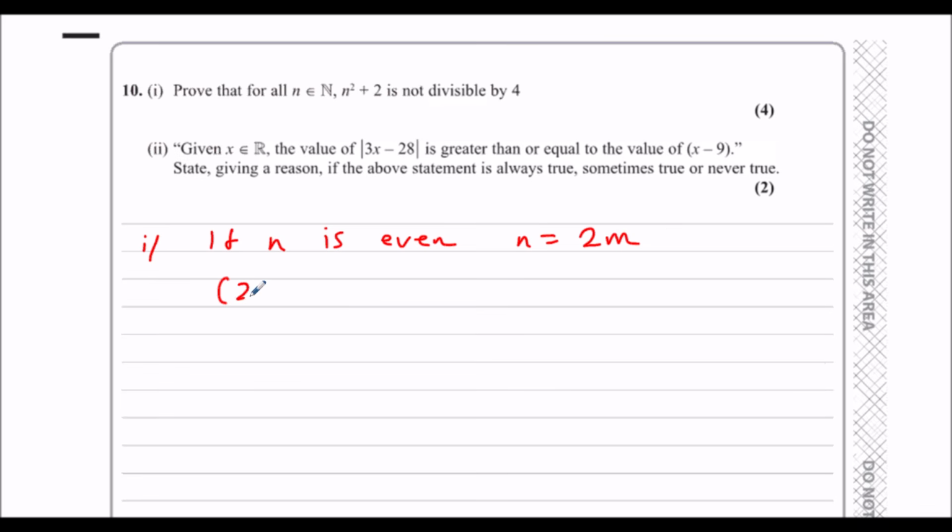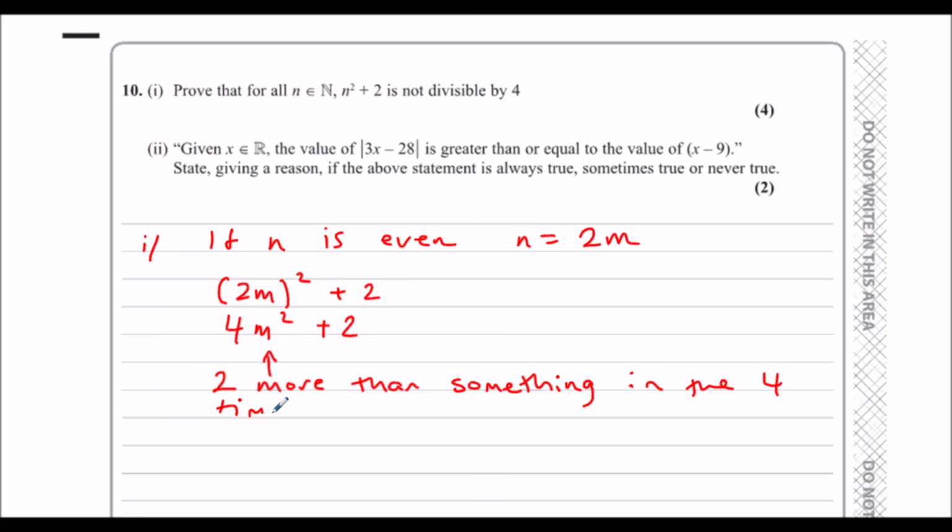So we'll have 2m squared plus 2. 2m times 2m is 4m squared. So we've got a 4 times table plus 2. And a 4 times table plus 2 is not in the 4 times table. So this is 2 more than something in the 4 times table. Therefore, not divisible by 4.